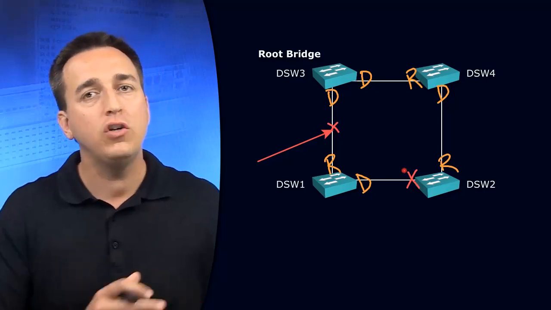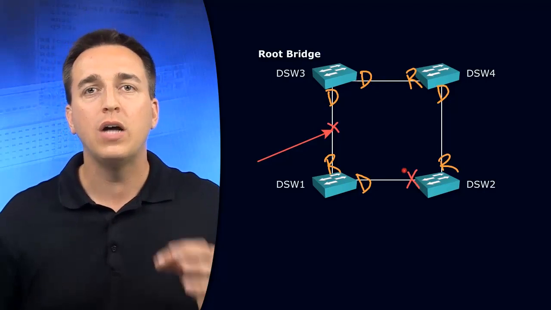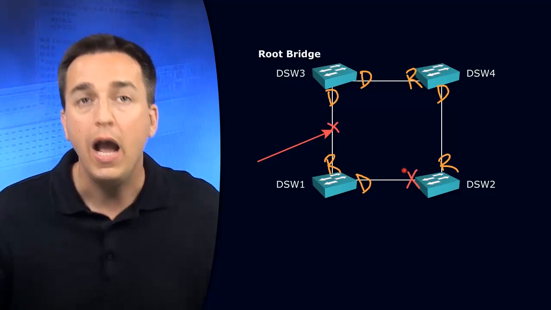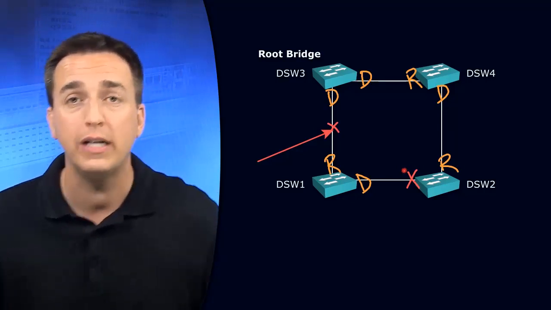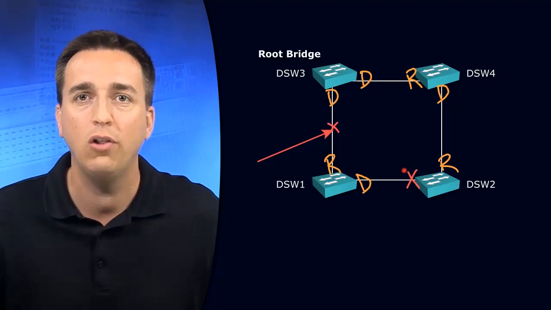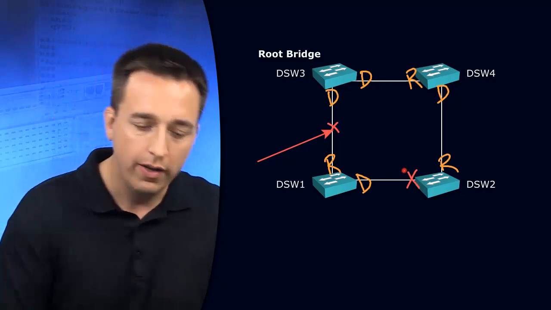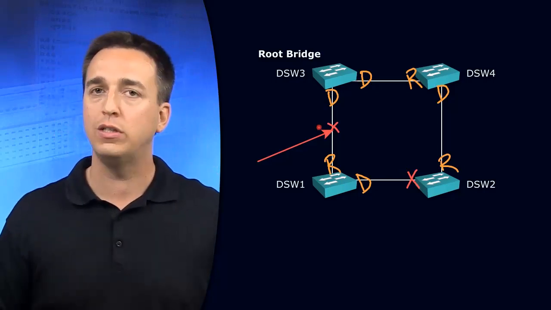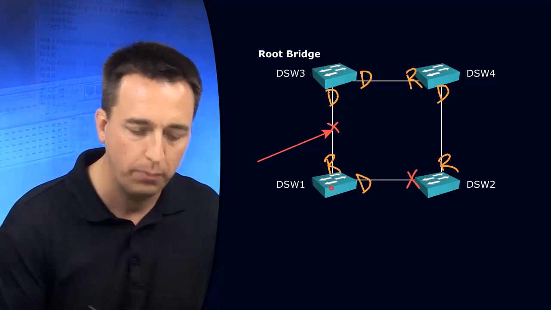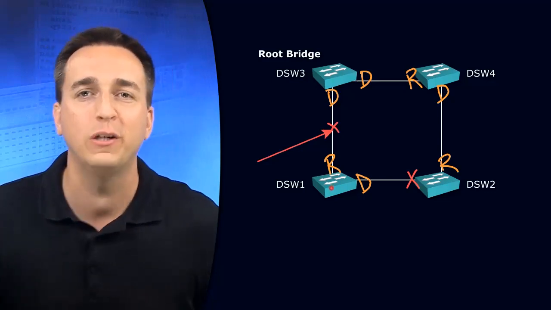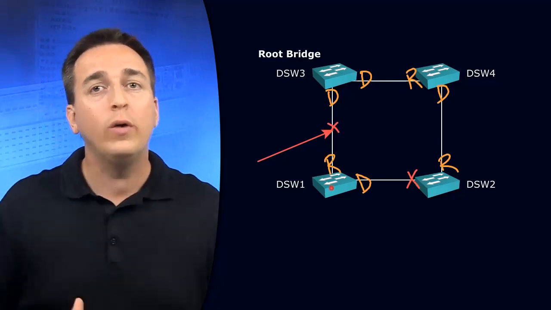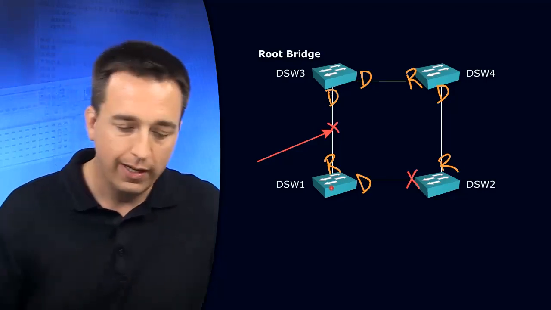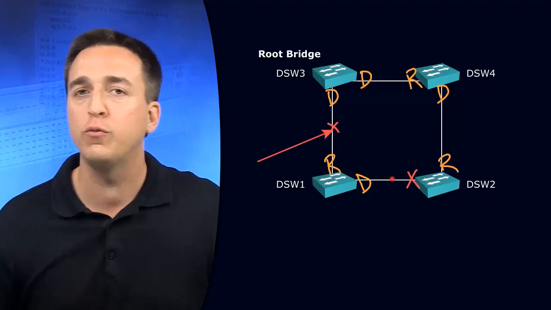But because it's an indirect failure, the max age timer has to expire first, 20 seconds. And then the port will have to go through the listening state and the learning state for a grand total of how long? 50 seconds in total, because this link over here has failed, that indirect link, according to DSW2. On top of that, DSW1 now thinks it's the root bridge for the spanning tree topology, so it's going to send out bridge protocol data units, BPDUs, indicating that it is the root bridge.